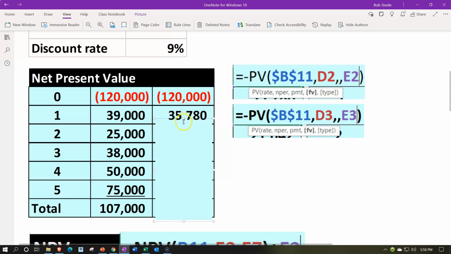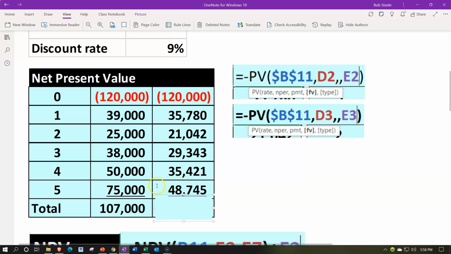If we continue that process on down, we just copy the cell down. 25,000 discounted at 9%, 2 years out, 21,042. 38,000 discounted at 9%, 3 years out, 29,343. 50,000 discounted at 9%, 4 years out, 35,421. And 75,000 discounted at 9%, 5 years out, gets us to the 48,745. That then, if we add up this flow, we're at 50,331.